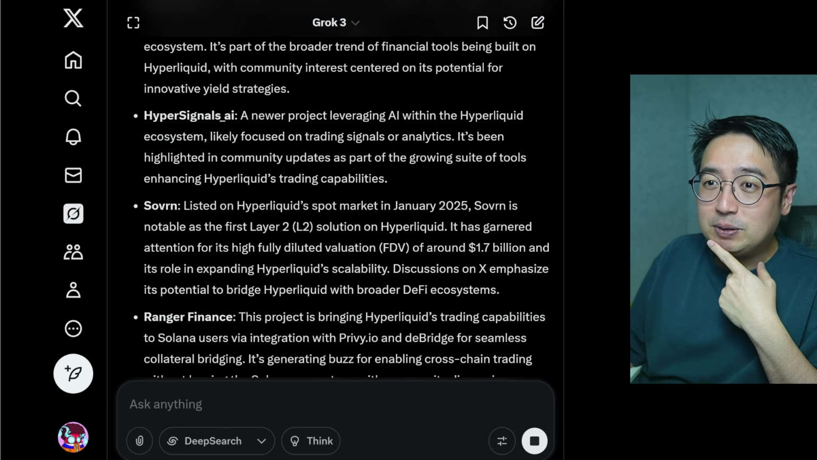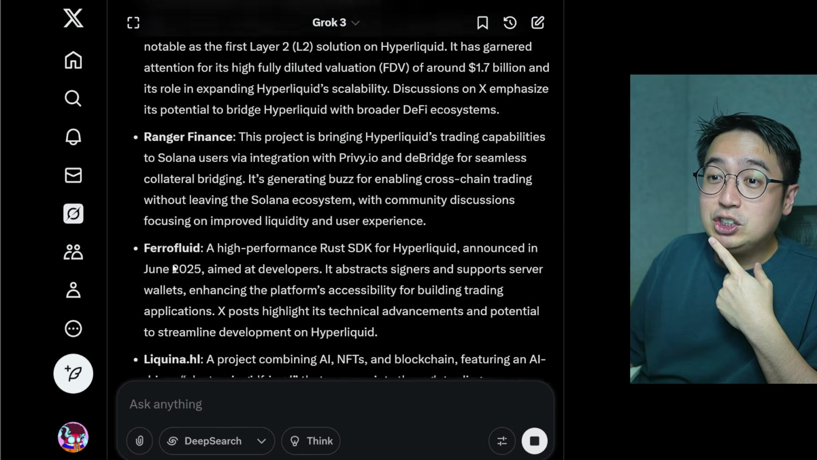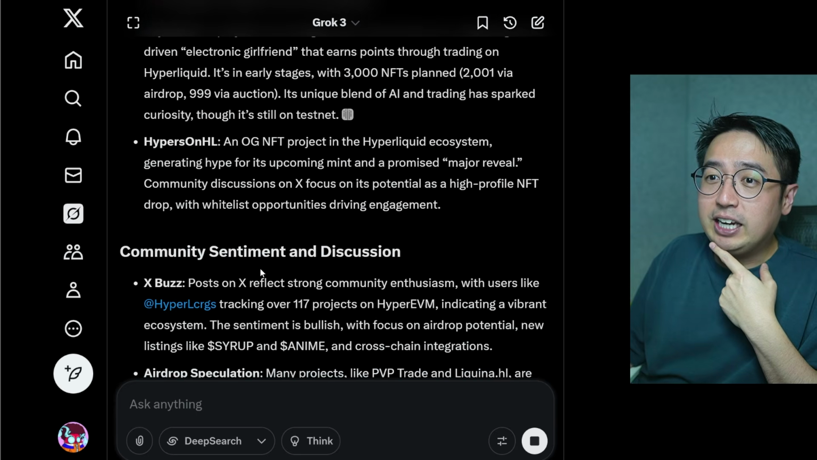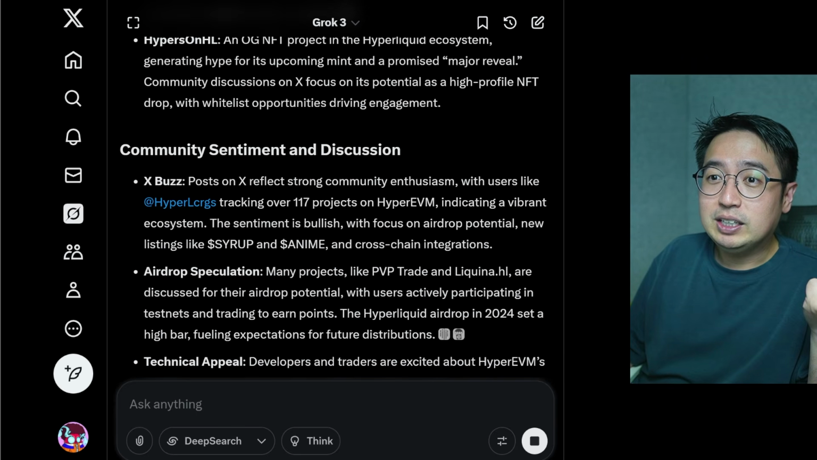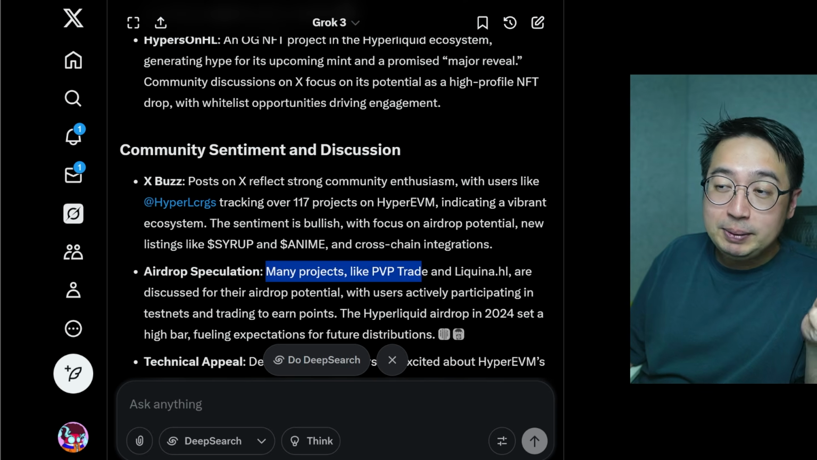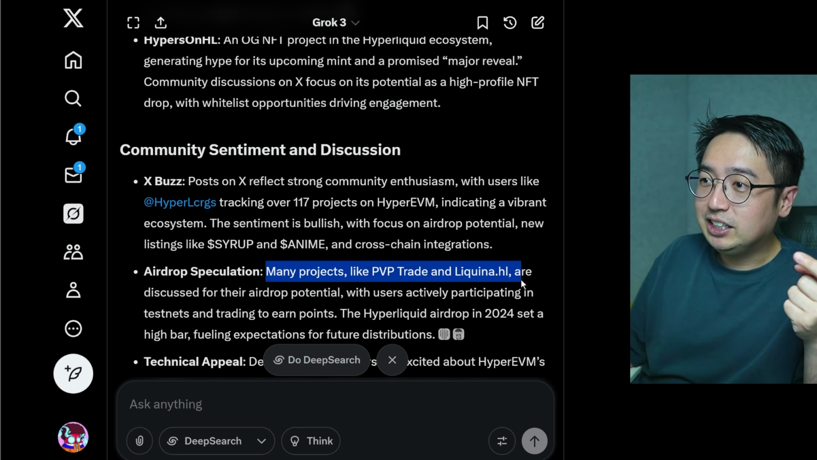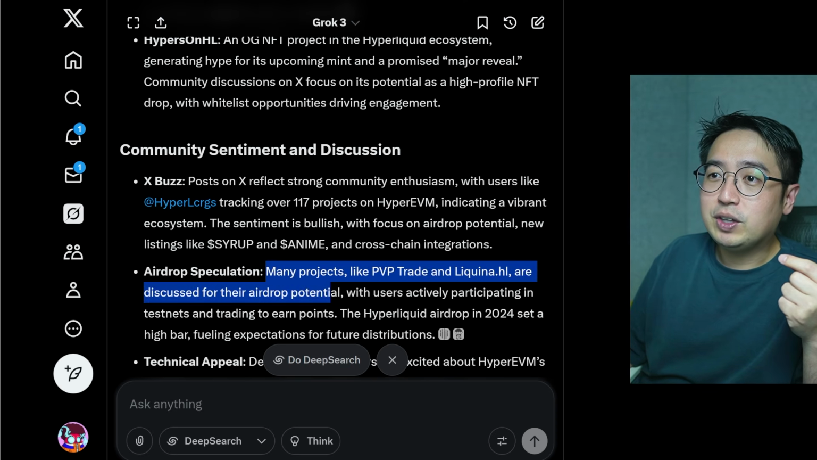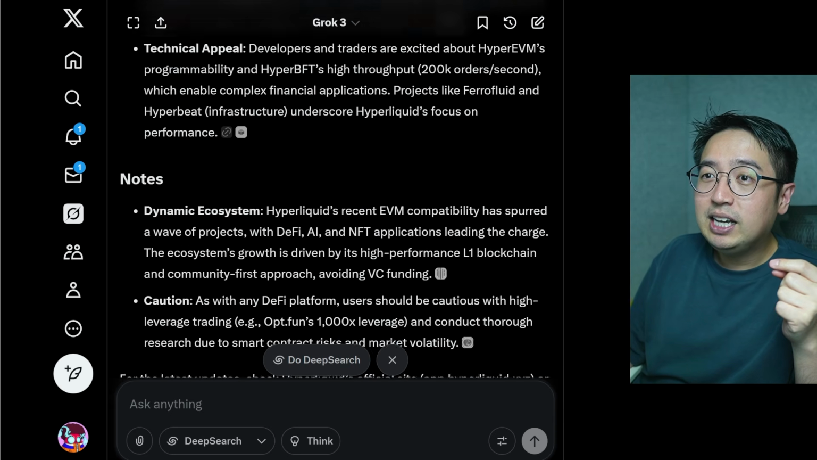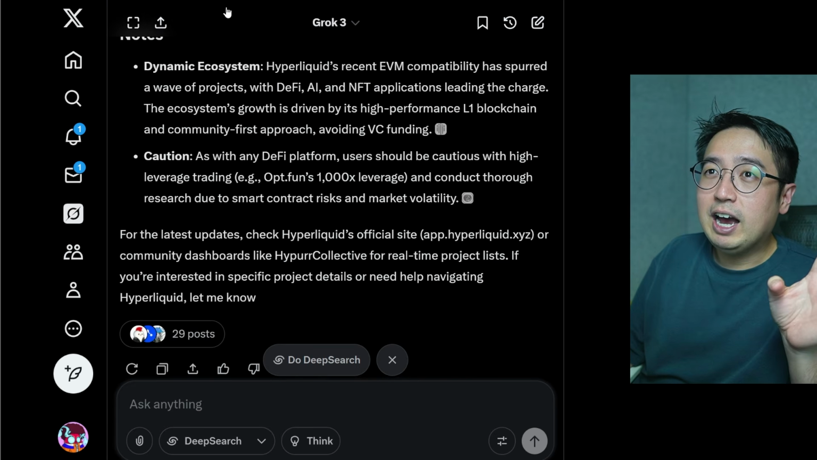Hybra Finance, Hypersignals, Sovereign, Ranger Finance, Ferrofluid, Liquina, Hypers on HL, and then we look for community sentiment, airdrop speculation. Many projects like PvP Trade, Liquina.hl are discussed for their airdrop potential, with users actively participating in testnets and trading to earn points. And that's what we have there.